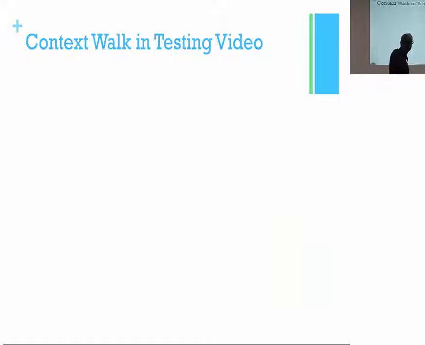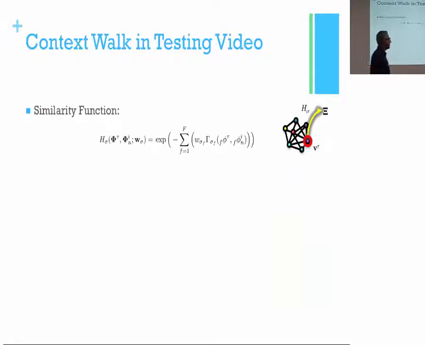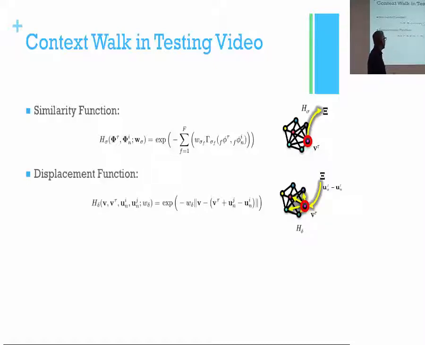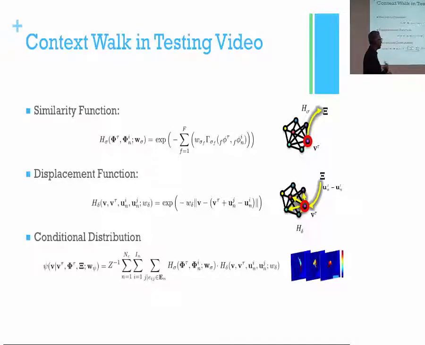To go into further details for context walk, this is the similarity function that we use to retrieve our nearest neighbors. So once we select a node from our testing graph, we use the features of that particular node to retrieve nodes that are similar to it from our composite graph. After retrieving those, we'll have a displacement function shown by h delta that will project those vectors, those directed edges, onto our graph in our testing video. This will generate a confidence for each supervoxel, as shown over here. This conditional distribution will assign a confidence to each one of them.